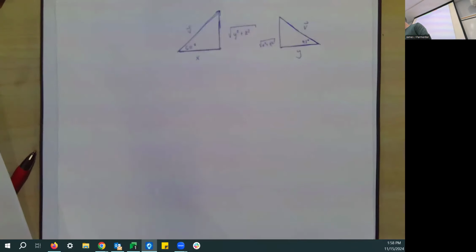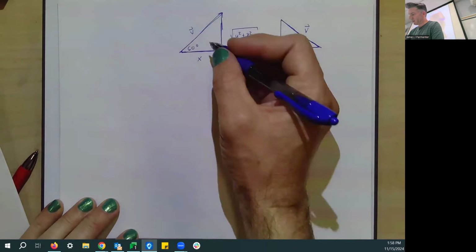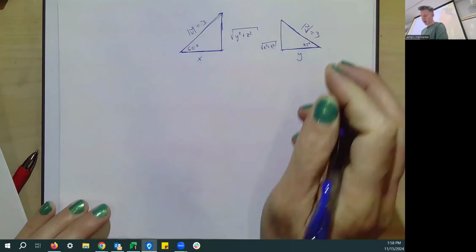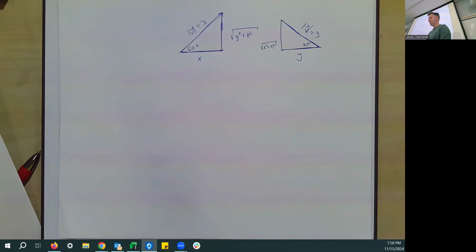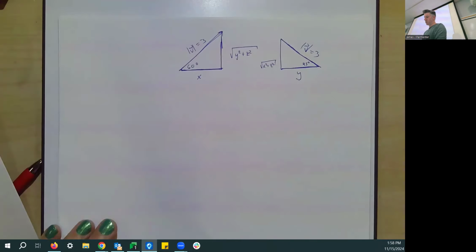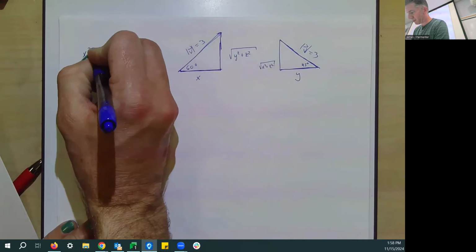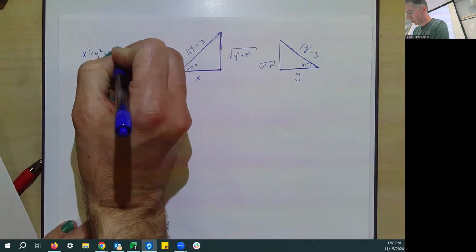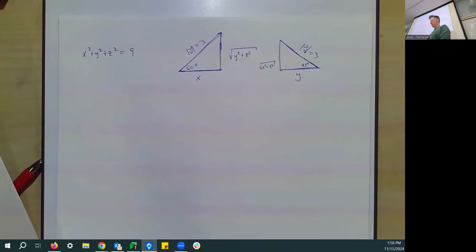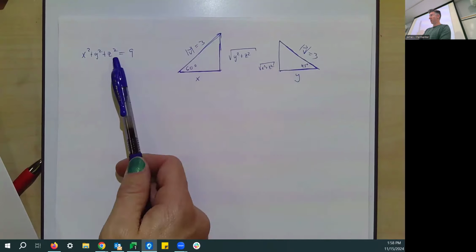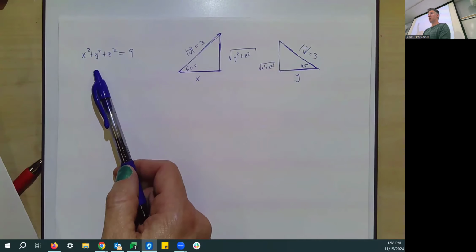Okay, so we know that the length of this is 3. And now I think we just have a bunch of equations we have to deal with. We already have this equation, which is certainly true for both of these triangles. If you use the Pythagorean theorem for this triangle or that triangle, you'll get the same equation. So there's no need to do that.